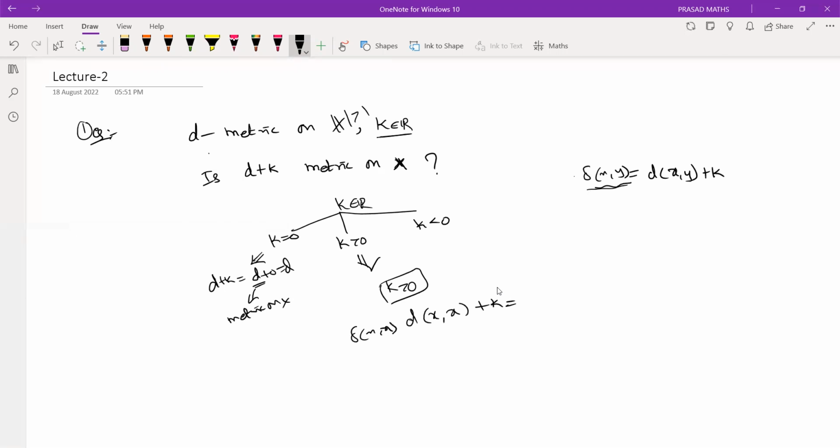So delta of x comma x is equal to d of x comma x plus k. But what is d of x comma x? Whenever d is a metric, d of x comma x is 0. Therefore, this is 0 plus k, that is nothing but k. Therefore, this is positive, not equal to 0. So delta of x comma x is non-zero, but here x and x are the same point. The distance between x and x is non-zero, but the points are coincident. Therefore, delta is not a metric on the same set x whenever k is positive. Is it clear?